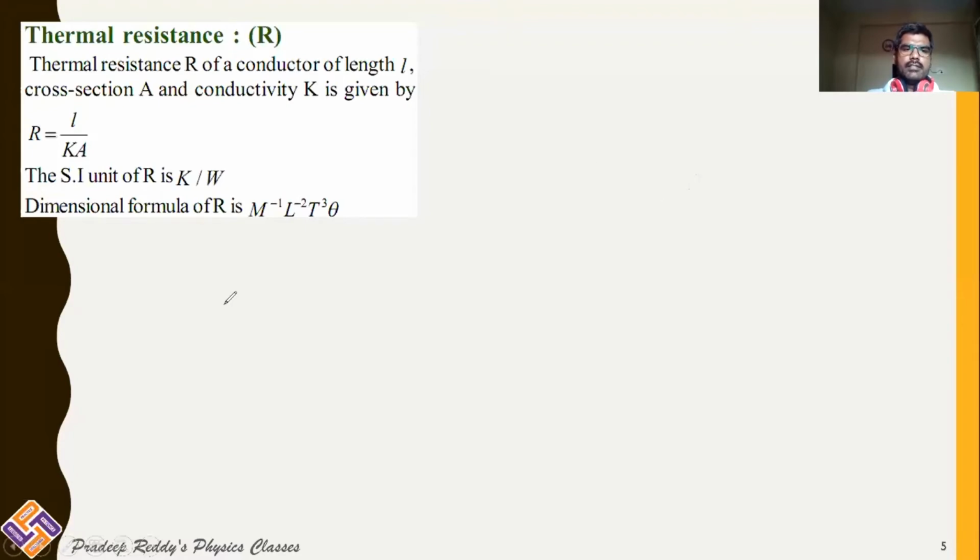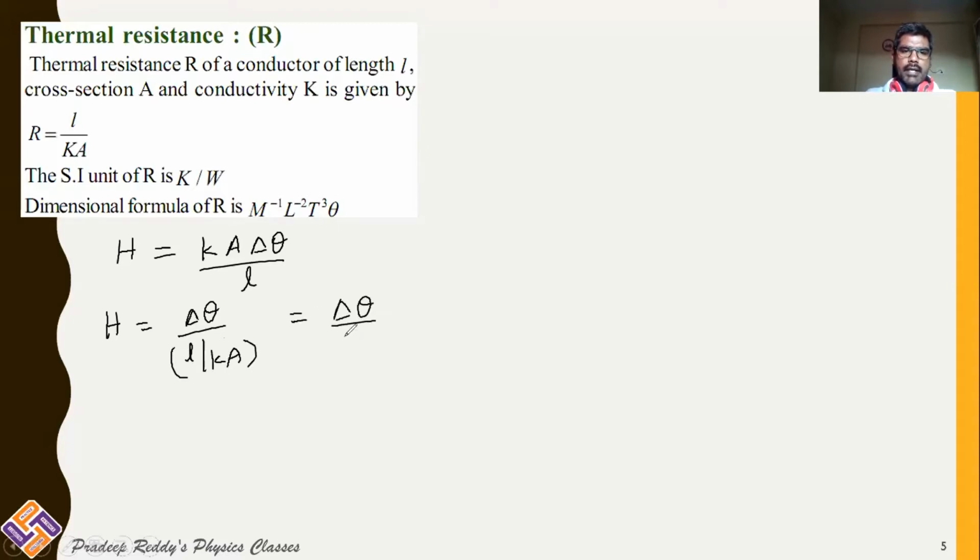Students, in the previous video lecture, we learned the definition of thermal conductivity, and we defined H is equal to K A delta theta divided by L, where delta theta is the change in temperature, A is the area of cross section of the rod, K is thermal conductivity, and L is the length of the rod. From here you can write H is equal to delta theta divided by L by KA. This is delta theta divided by R.